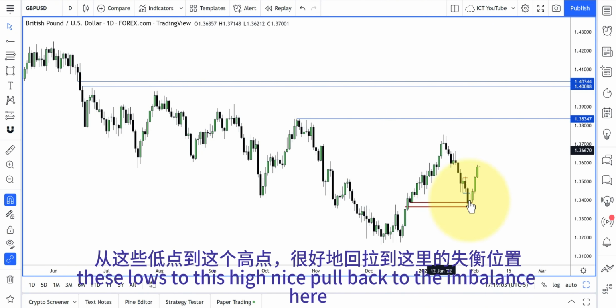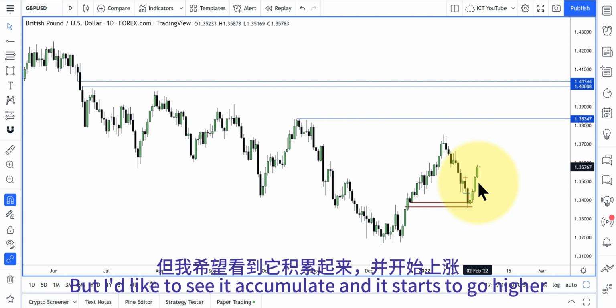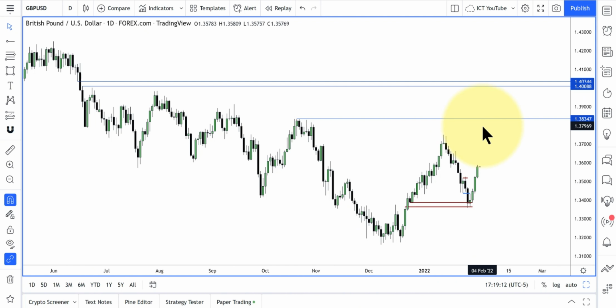From these lows to this high, nice pullback to the imbalance here. We've rallied. It could sell off a little bit off of this fair value gap, but I'd like to see it accumulate and then start to go higher.